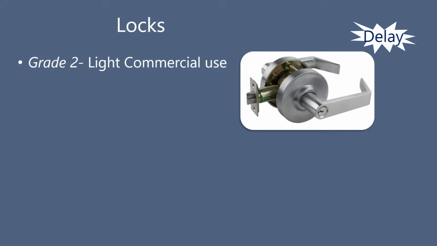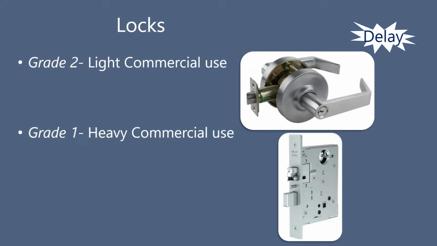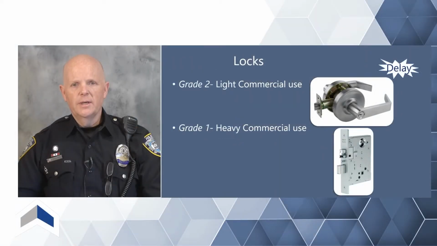One of our delay strategies is to consider the types of locks that you're using on your business. There are a total of 3 grades of locks. The lower the grade number, the higher the level of protection you're going to get from that lock set. I see in a lot of older businesses, maybe a house that's been converted into a commercial property, they're still using a residential, grade 3 type lock. They're much more easily breached by a suspect.